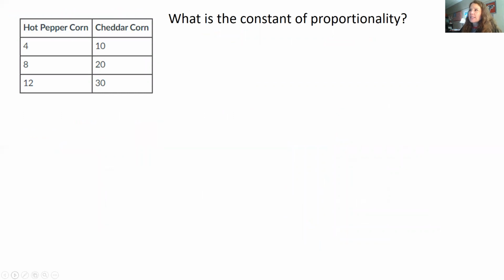Now this one asks, what's the constant of proportionality? We don't see the x value of 1 on this chart, but we can figure out what it is. Remember, if we take y equals kx, and we want to know the constant of proportionality, then to get rid of times x, we divide both sides by x, and our constant of proportionality is going to equal y divided by x.